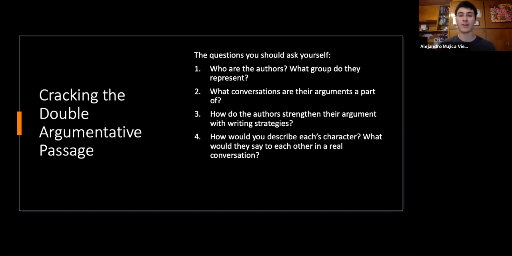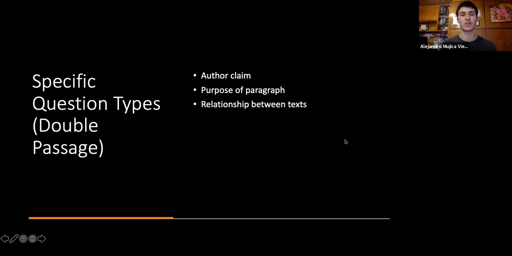How do the authors strengthen their argument with writing strategies? And how would you describe each of the authors' persona? Like, what would they say to each other in a real conversation? Because you will have questions about their relationship to each other, and hypothetical shifting perspective questions about how would this author respond to this one, and that kind of thing. So without further ado, let's move on to the types of questions that are specific to the double passage.